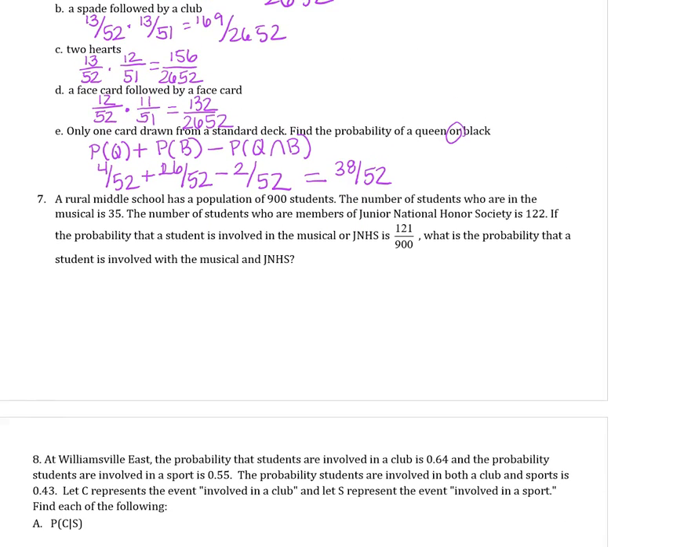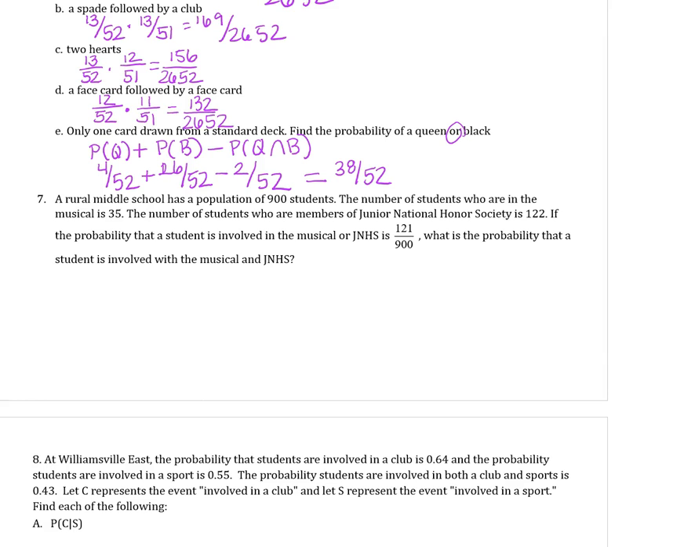Okay, a rural middle school has a population of 900 students. The number of students who are in the musical is 35. The number of students who are members of Junior National Honor Society is 122. If the probability that a student is involved in the musical or JNHS is 121 out of 900, what is the probability that a student is involved with the musical and JNHS?